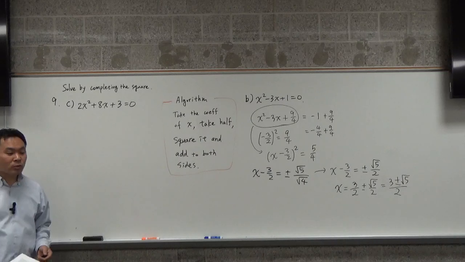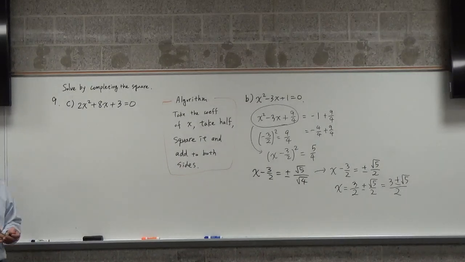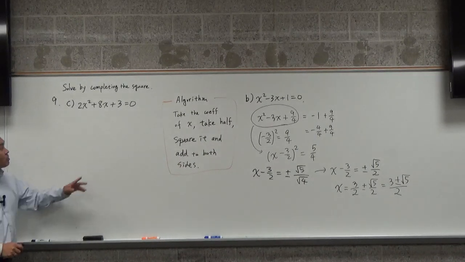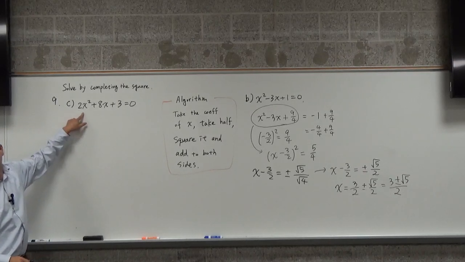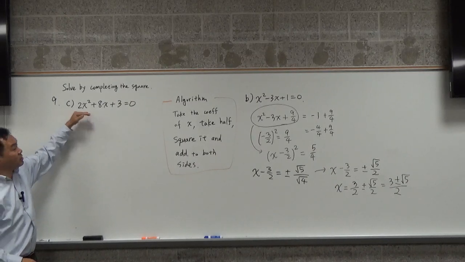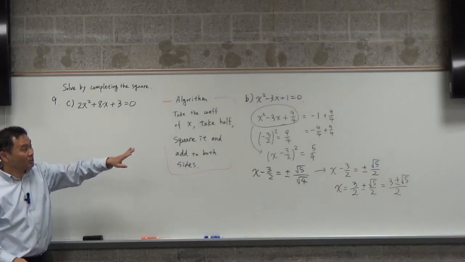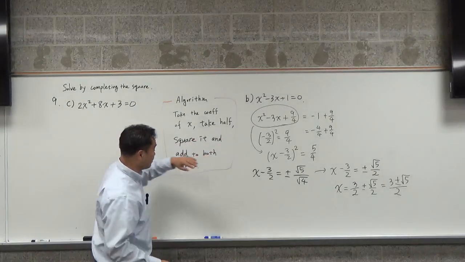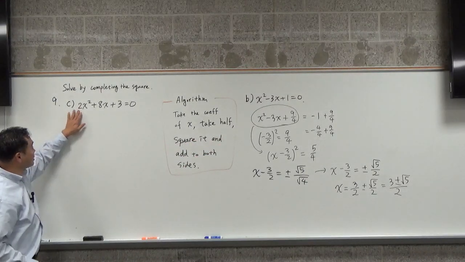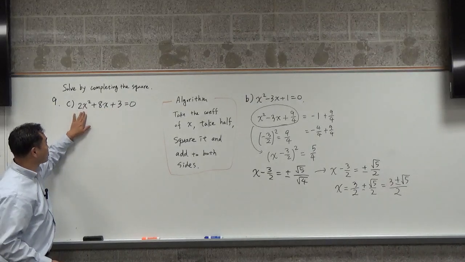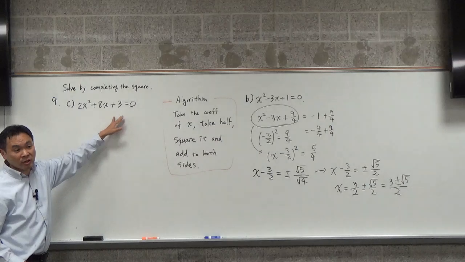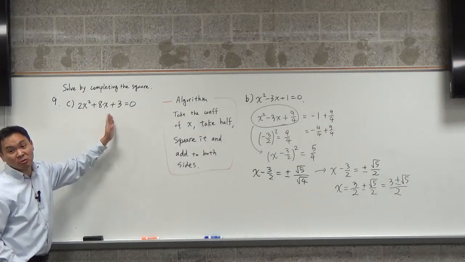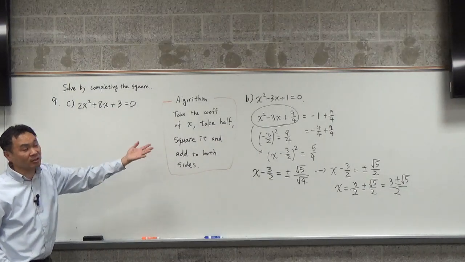Okay, this next question is pretty similar, but there's a slight difference. There's a 2 in front of x squared. So what should you do? Divide everything by 2. Before even doing anything here, you should divide everything by 2, so it's x squared plus 4x plus 3 over 2. Once you have it in that form, move the 3 over 2 to the other side and then do exactly what we did before.